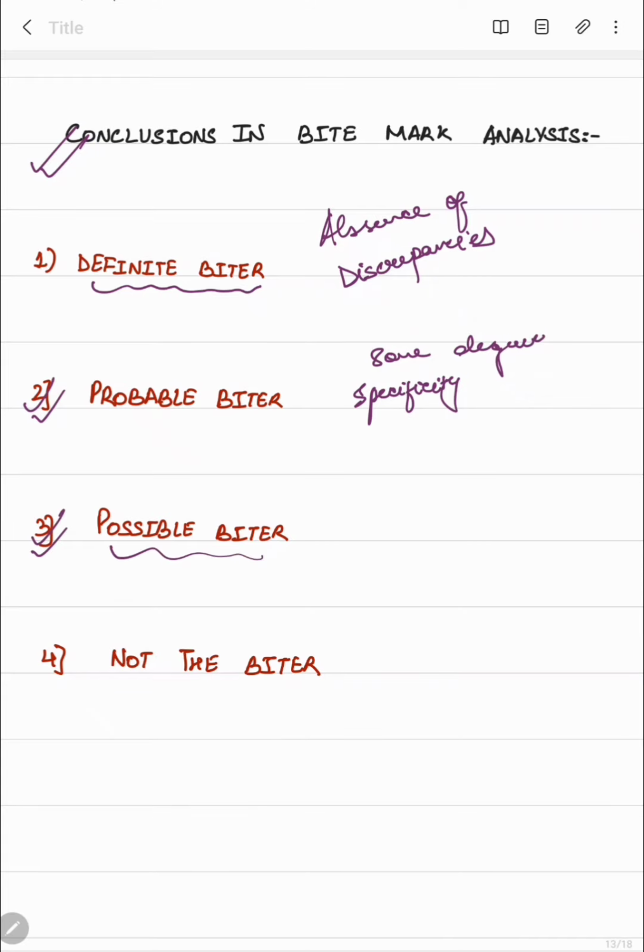Now the third one is possible biter. The bite mark and the suspect's dentition are consistent, but there are no characteristic matches to be absolutely sure about it. The similarity is basically non-specific in this case, so that's why we call this suspect a possible biter. And the last one, the not the biter case, is when the bite mark and the suspect's dentition are not consistent.